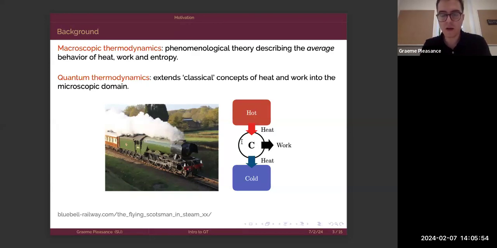So this is a classical system, and this is sometimes also described as the working medium of the engine. The way this engine in this locomotive works is that you have a hot reservoir which supplies energy in the form of heat to the working medium. In this case, the hot reservoir is essentially the furnace that is fed with coal at the back at this part of the train.